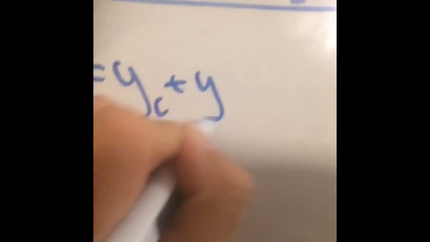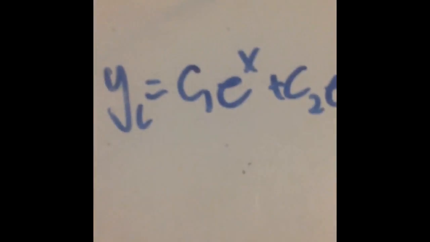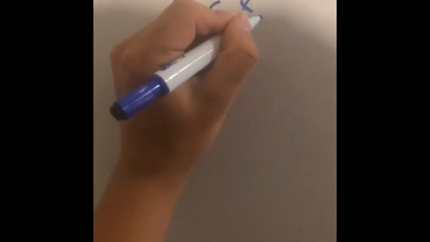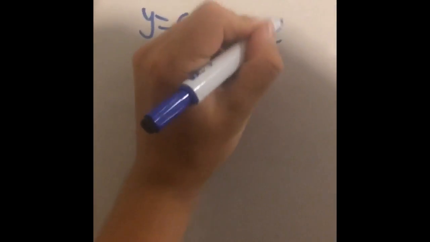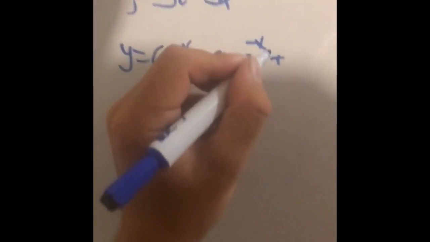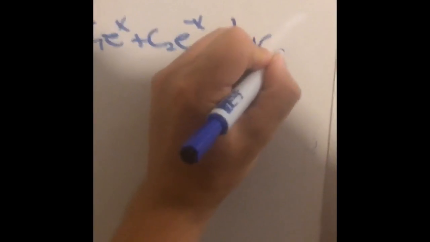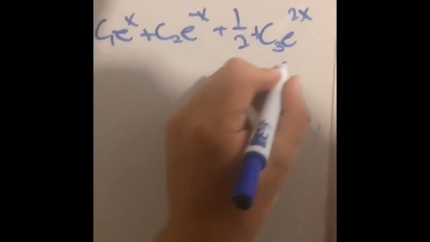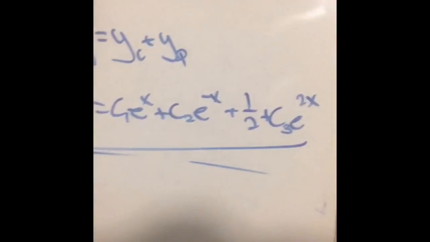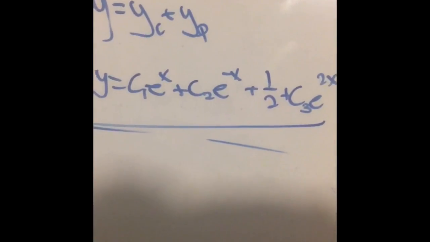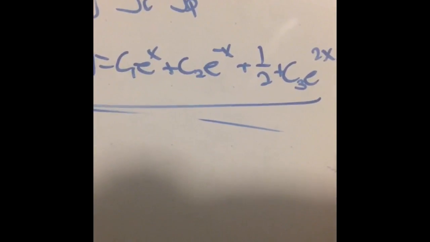Then we have to plug into y equals yc plus yp. So remember, our yc was this up here. So our y equals c1 e to the x plus c2 e to the negative x plus our yp, which was 1/2 plus c3 e to the 2x. And that is our solution to the differential equation using reduction of order.